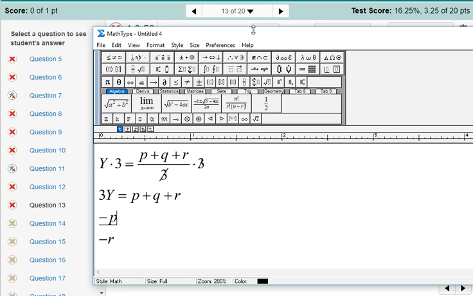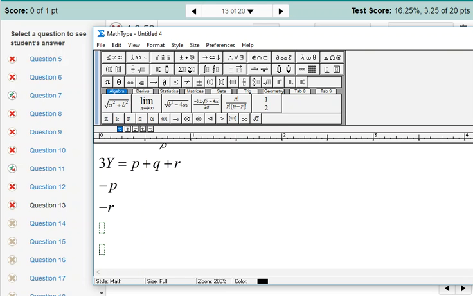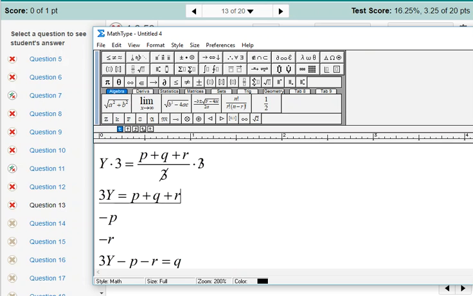Okay, so I can't really write in this particular format. I can't hit space, so I'm just going to subtract p and r from both sides. What that's going to give me is 3Y minus p minus r equals our q. Because when I subtract p and when I subtract r, they go away. Okay? There we go. Put them back up here for my work. But this would be my final answer for q.